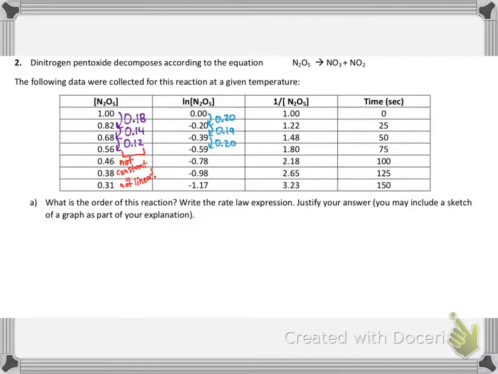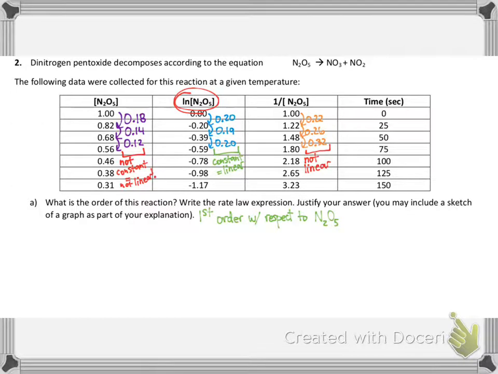So this is a good shot for possibly being linear, but just to be safe, let's double check our reciprocal data. Well, this data is clearly going up. So this one is also not a constant change when the time change is constant, which means this is not a linear graph either. So the only one that could be linear would be the natural log data, which is why this must be a first order.